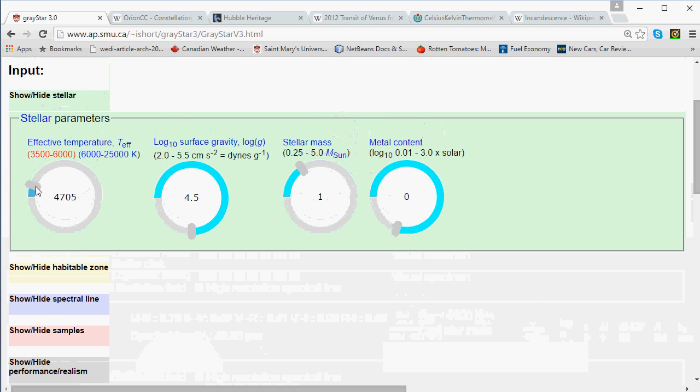Let me take this and turn it down all the way as low as it will go, 3,500. In fact, if you want to be exact here, you can always type into this box in the middle of the dial. So let me type in 3,500 there and click outside, and it sets the control.